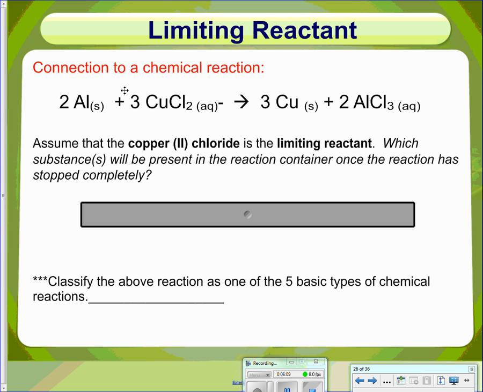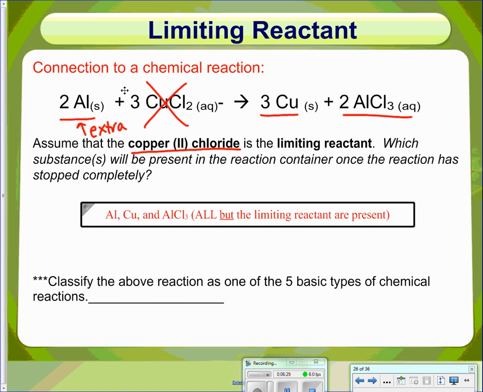So what I want you to understand is they're telling us that copper 2 chloride is the limiting reactant. So we run out of that. Everything else will be present in the reaction container. We've made product, but we also have extra or excess aluminum. So it will be present too. So the answer is aluminum, copper, and aluminum chloride. All but the limiting reactant are present. And hopefully when you look at this reaction, you can still easily classify it as a single replacement reaction.